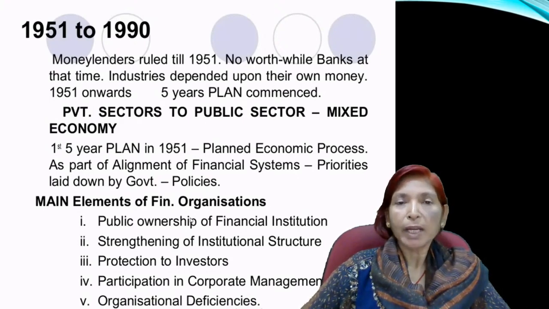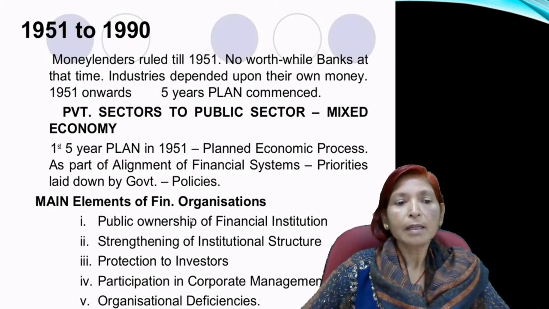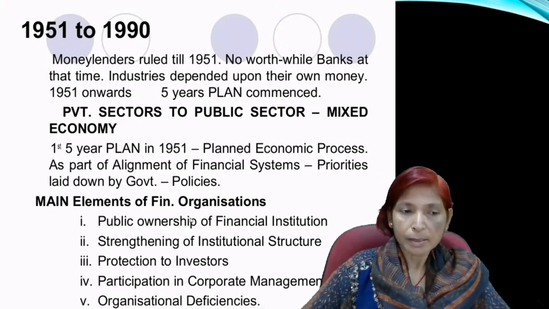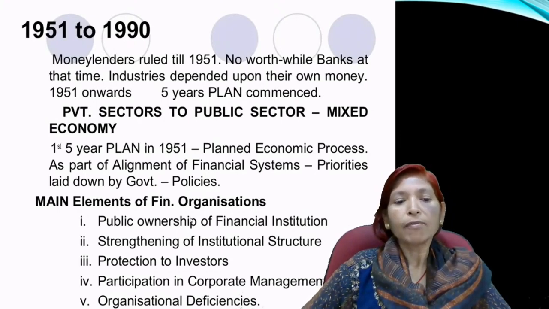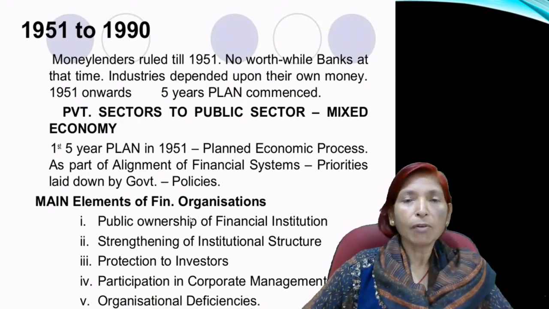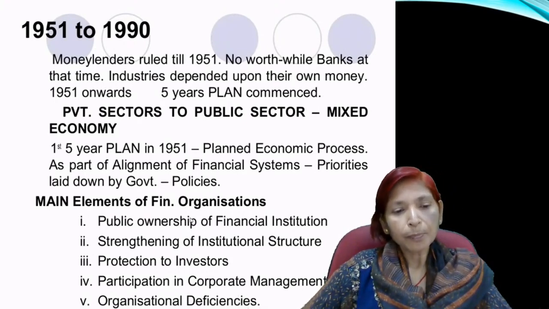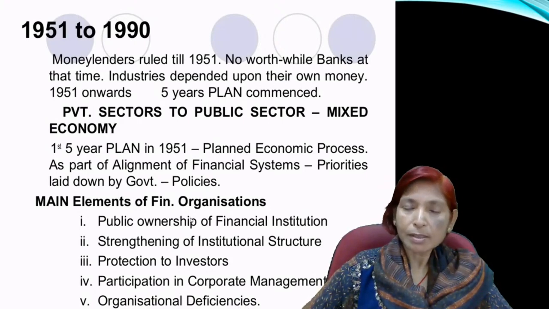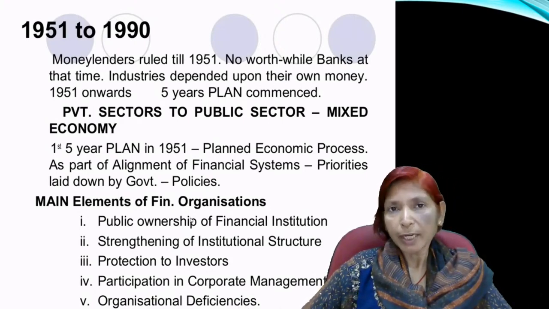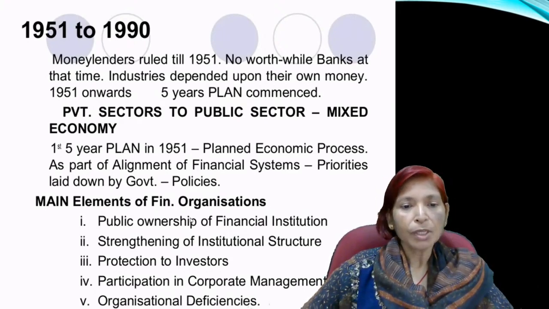So in the first 5-year plan, which commenced in 1951, the planned economic process was followed by the Indian economy as part of alignment of the financial system, with priorities laid down by government policies. The main elements of financial organizations are: one is public ownership of financial institutions, strengthening of institutional structure, protection to investors, participation in corporate management, and organizational deficiencies.